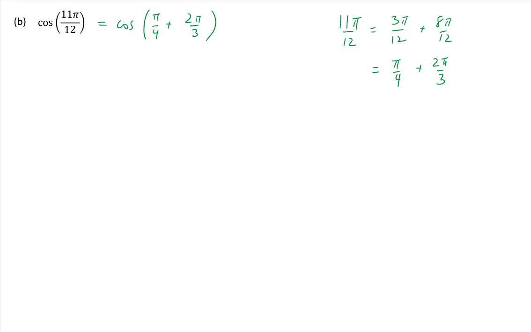Using our compound angle for cosine, we get cosine of pi over 4 times cosine of 2 pi over 3, then minus the sine of pi over 4 times the sine of 2 pi over 3. So again, let's look at our special triangles.